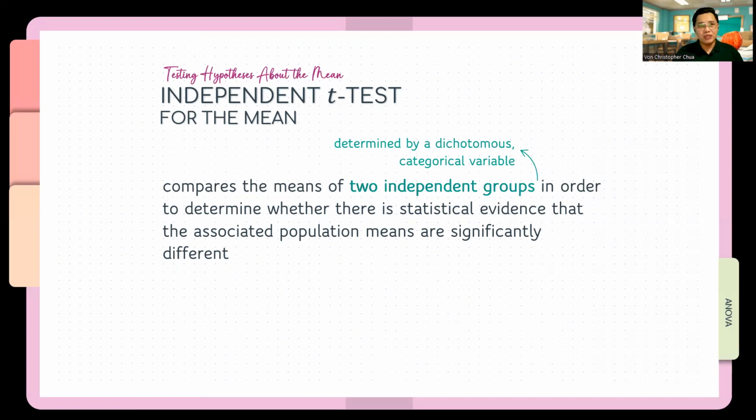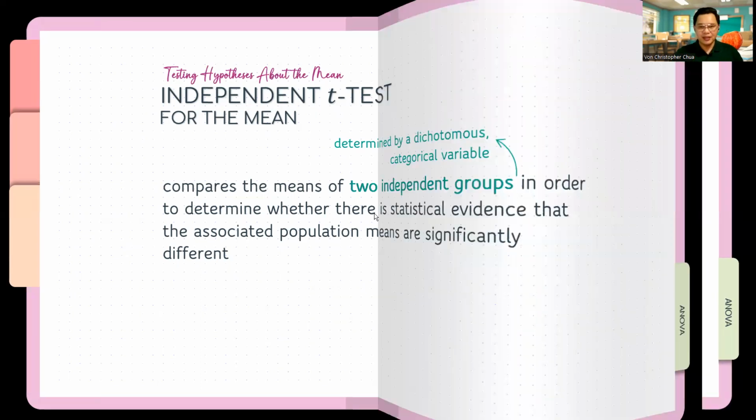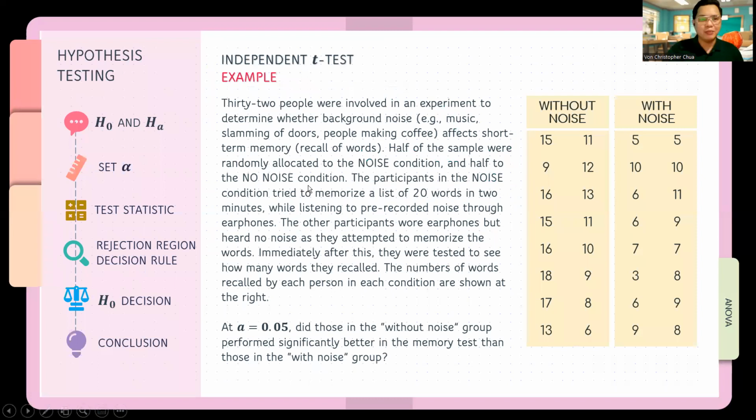Another example would be smoking preference. A person may either be a smoker or a non-smoker. Pregnancy, a person may either be pregnant or not pregnant. And even grades can be considered to be a dichotomous categorical variable if it is defined as whether it is passing or failing. Okay, so let's take a look at an example of a problem or a context where we can use the independent t-test.